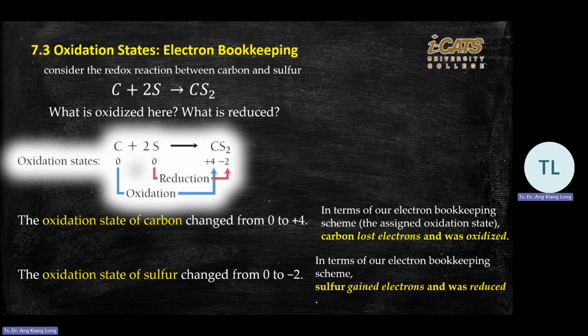And then under the blue arrow, you need to write oxidation. This is where you write the word oxidation, and not oxidized. Don't write ed under the blue arrow. You need to write the noun. English noun means oxidation and not oxidized. Below the red arrow, you need to write reduction and not reduced. Understand?